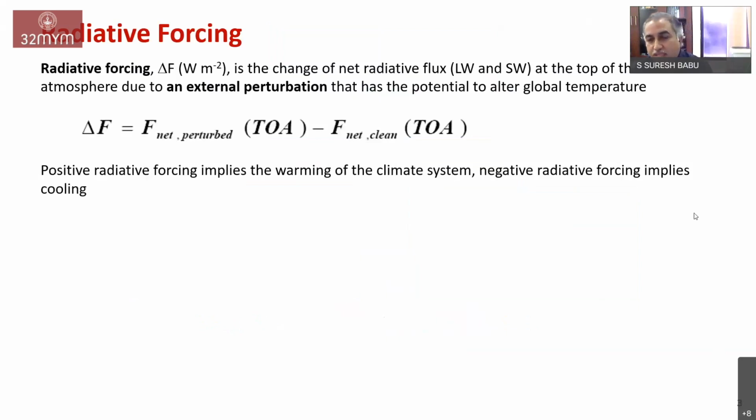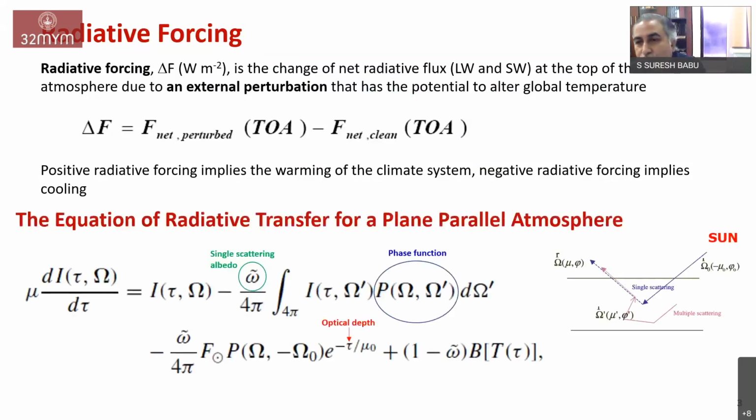The radiative forcing here is basically the change in the net radiative flux at the top of the atmosphere due to an external perturbation, and in this case it is because of the presence of aerosols. Positive radiative forcing means warming in the system, and negative radiative forcing leads to cooling. But when we talk about radiative forcing, we need to do a radiative transfer calculation to estimate the radiative flux at the top of the atmosphere.